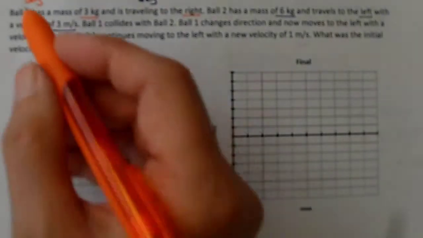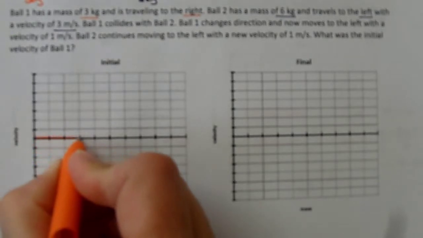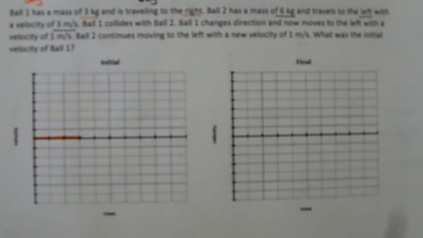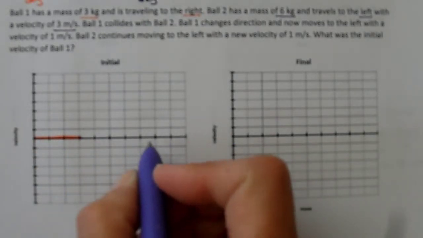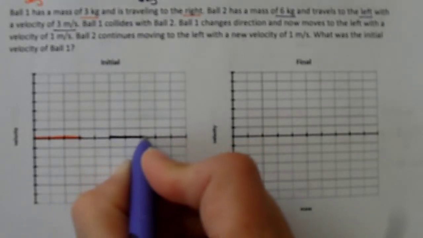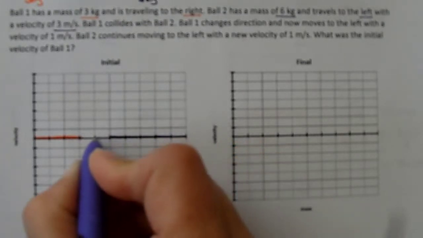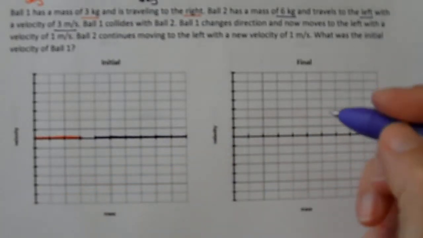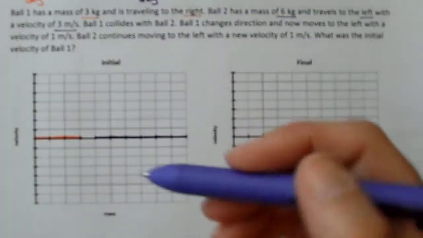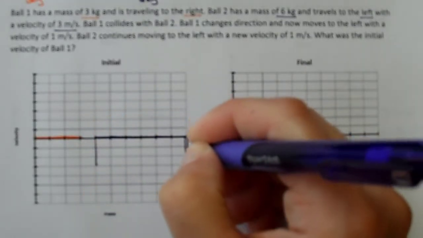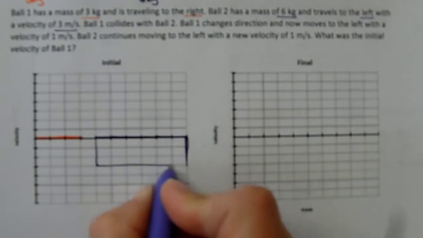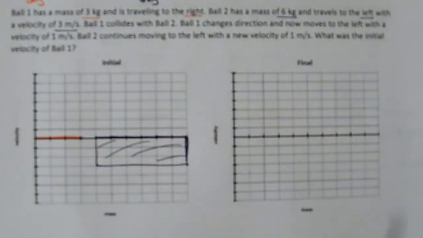Well, let's see. We've got 3 kilograms for ball 1, but we don't know its velocity yet. So we're going to just kind of draw our mass in so that we can see it. And then we have ball 2 has a mass of 6 kilograms. 1, 2, 3, 4, 5, 6. There we go. And it's traveling to the left, which is negative, for 3 meters per second. Okay. So that's what we know about our initial conditions.